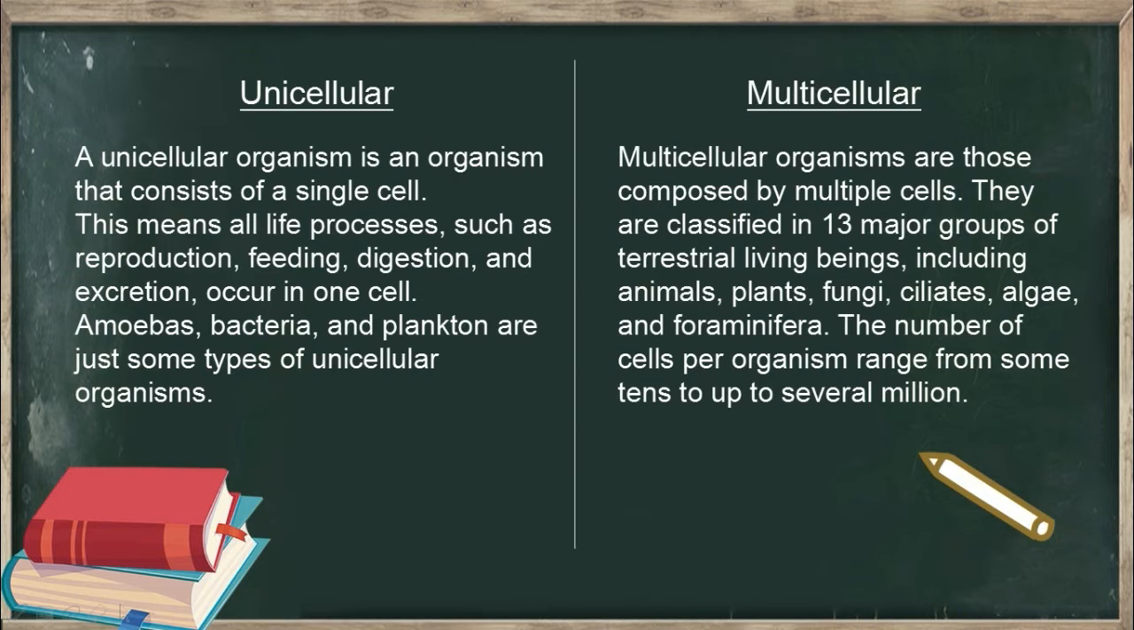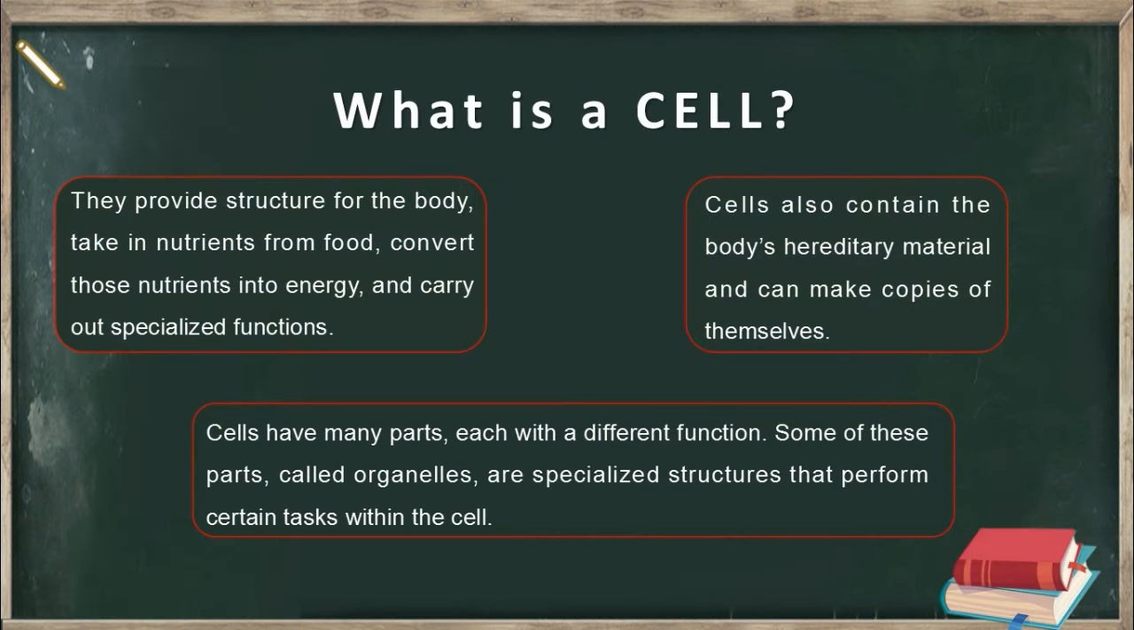Multicellular organisms are those composed of multiple cells. They are classified in 13 major groups of terrestrial living beings, including animals, plants, fungi, ciliates, algae, and foraminifera. The number of cells per organism ranges from some tens to up to several million. Cells provide structure for the body, take in nutrients from food, convert those nutrients into energy, and carry out specialized functions. Cells also contain the body's hereditary material and can make copies of themselves.